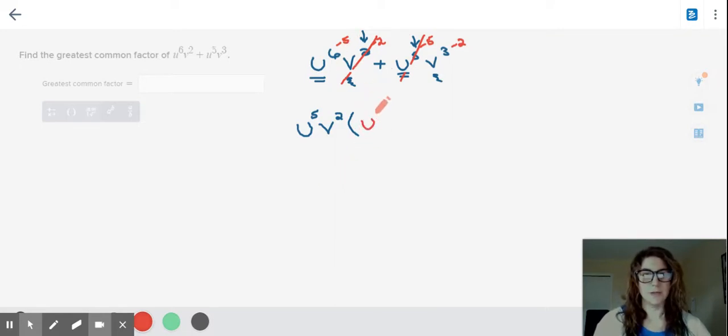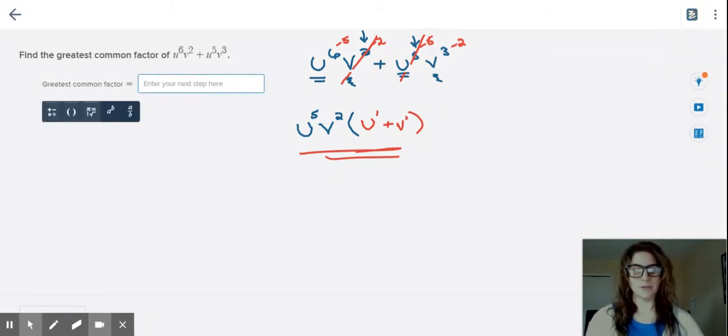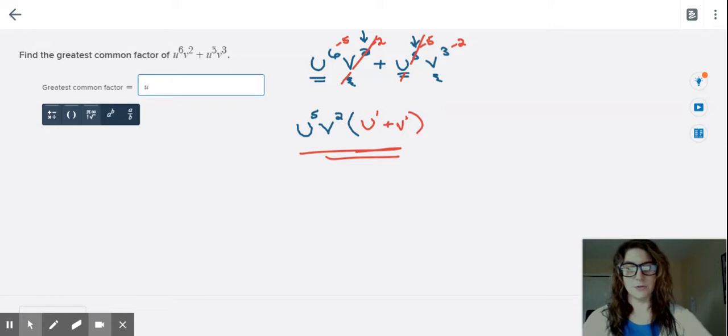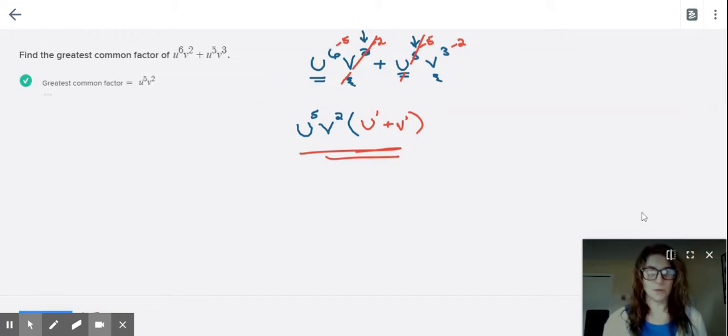So 6 minus 5 is 1, so U to the first. 3 minus 2 is 1, so V to the first. And that would be our fully factored form. Now the question itself is asking, well, what is the greatest common factor? So the greatest common factor would just be the part in front. So U to the 5th, V to the 2nd.